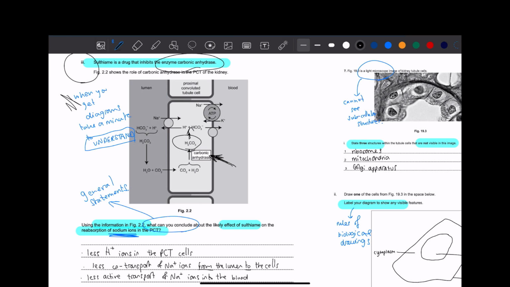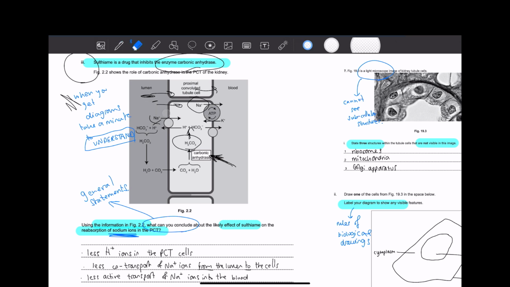Okay, right, so if there's less H+ ions, well clearly this is a co-transport protein, so if there's less H+ going out from the PCT cells into the lumen, well then that means that there's less sodium ions moving in from the lumen into the PCT. Okay, but what effect does that really have? Well, if there's less of that, that means there'll be less active transport of sodium ions going from the PCT into the blood. And that's basically your answer.